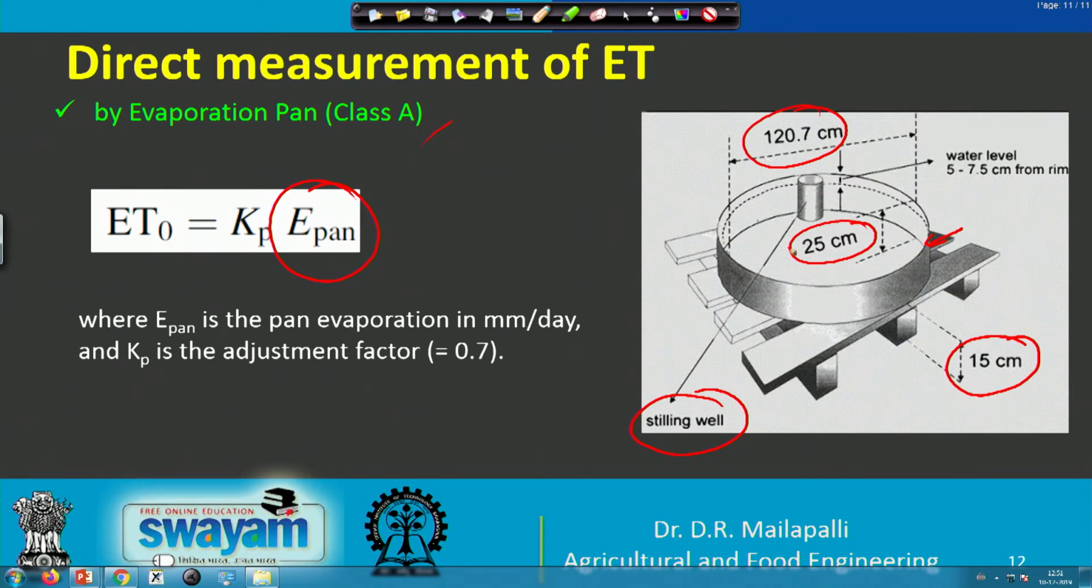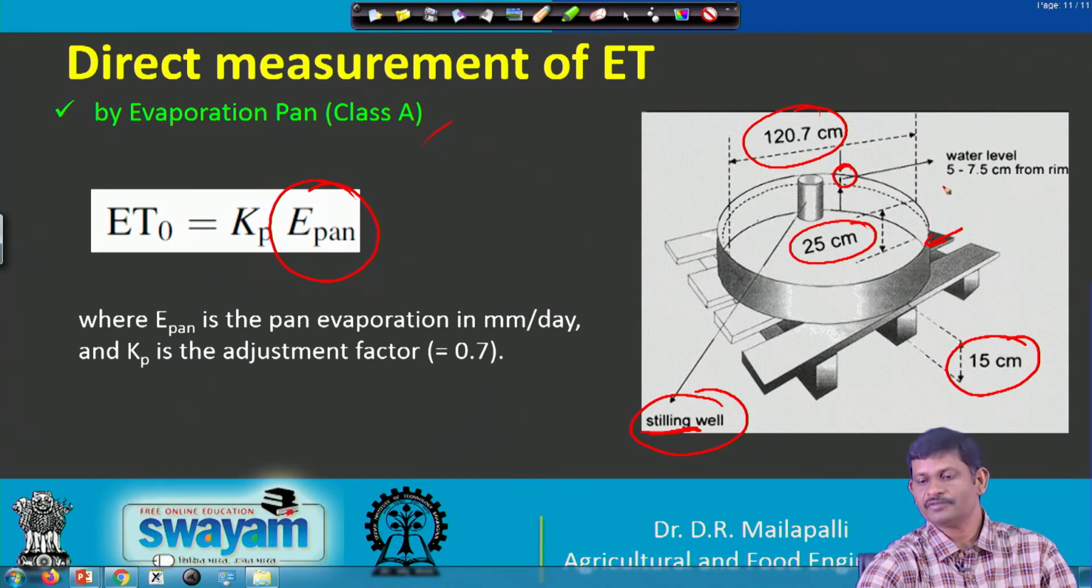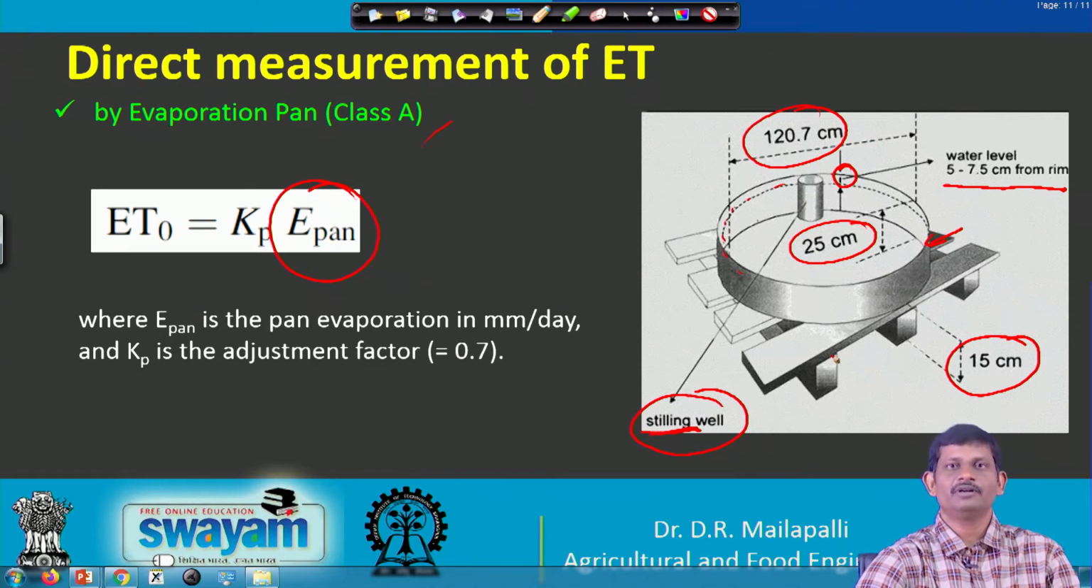So, stilling well means, as the name indicates, the water level will be stable here. There is a recommendation that we keep the water level 5 to 7.5 centimeters from the rim. The water level will be refilled every day, early morning around 8 a.m.